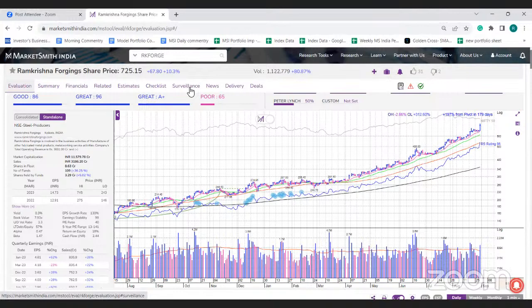You can see most of the times the 21 DMA was tested and it has found good support at its 21 DMA, which is a very positive sign of a constructive rally. The stock retracing towards its 21 DMA and finding support, and again rebounding from that particular level is considered a very positive sign of a rally, which is still intact, and further rally is expected in such kind of stocks.